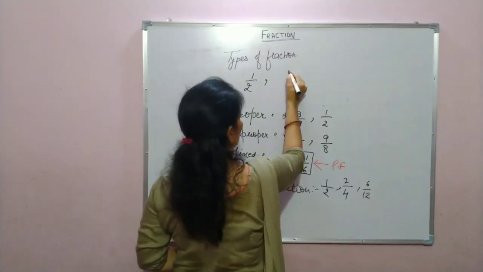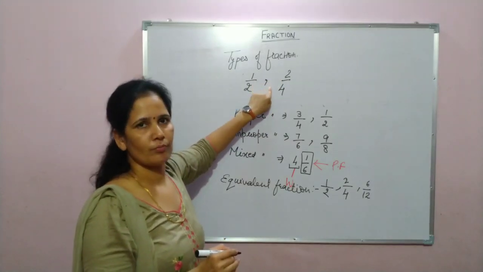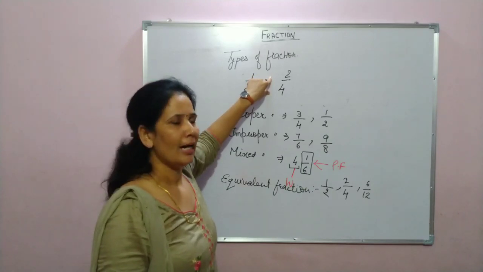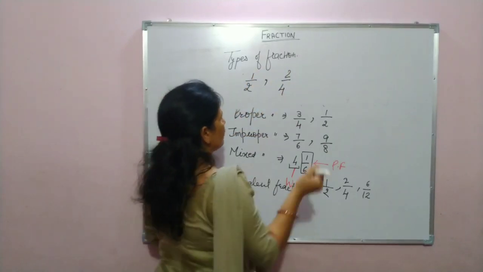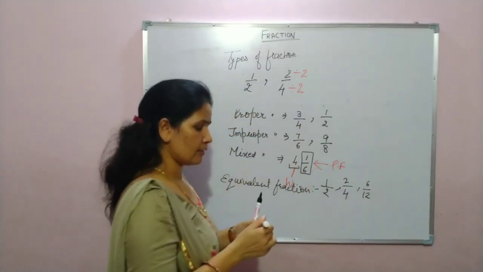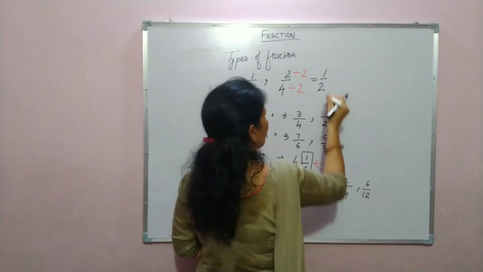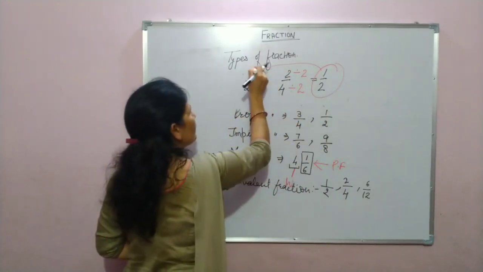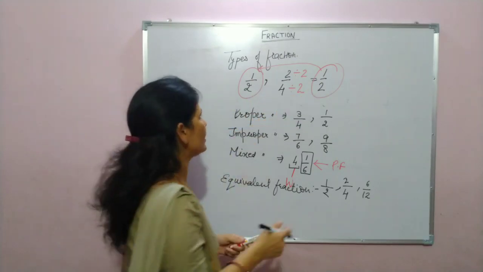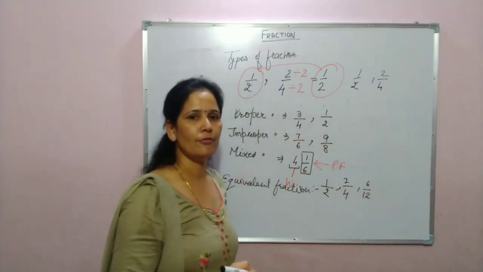Then 2 by 4. When we reduce the fraction 2 by 4 to simplest form, simplest form means the numerator and denominator are divided by a single number, and then we get the answer. Here both are multiples of 2. If we divide this fraction by 2, we get 1 by 2, which is equal to the basic one. 1 by 2 equals 1 by 2. So here we can say, students, 1 by 2 and 2 by 4 are equivalent fractions.